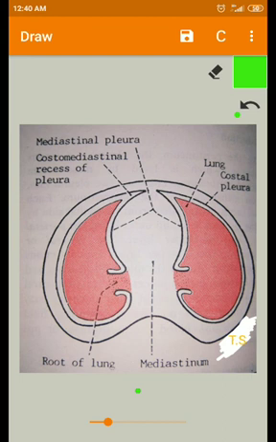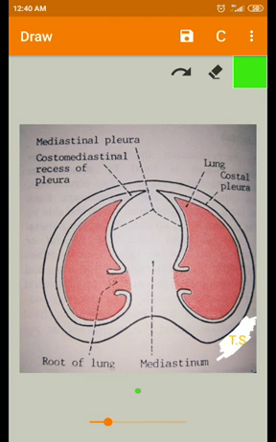The pulmonary pleura, like the lung, is supplied by the bronchial arteries, and these are drained into bronchopulmonary lymph nodes. This is about the nerve supply and blood supply to the pleura.